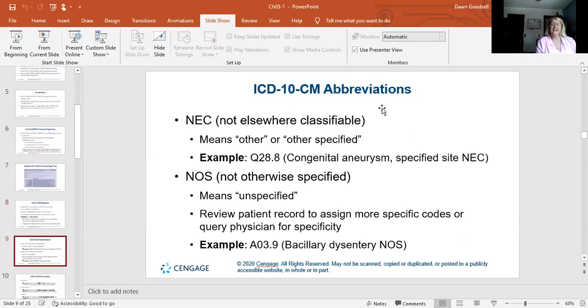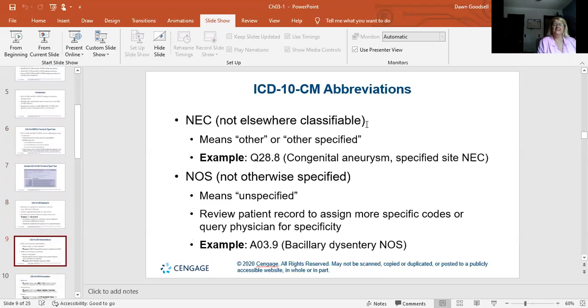Abbreviations: these examples or this information is found in your coding conventions in the front of the book. NEC says not elsewhere classified. Now, these NEC and NOS people get really confused on. And the basic bottom line is NEC means we do not have enough information.